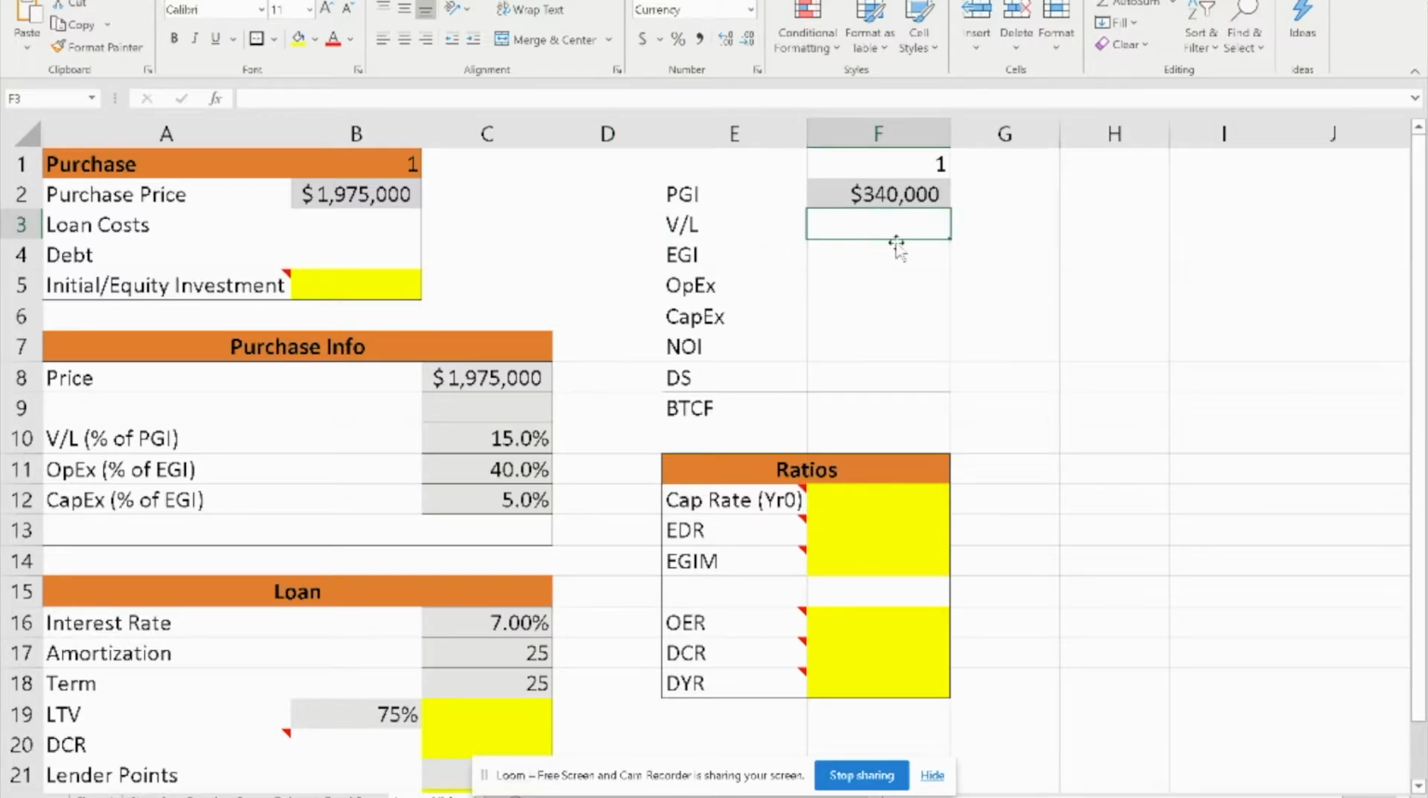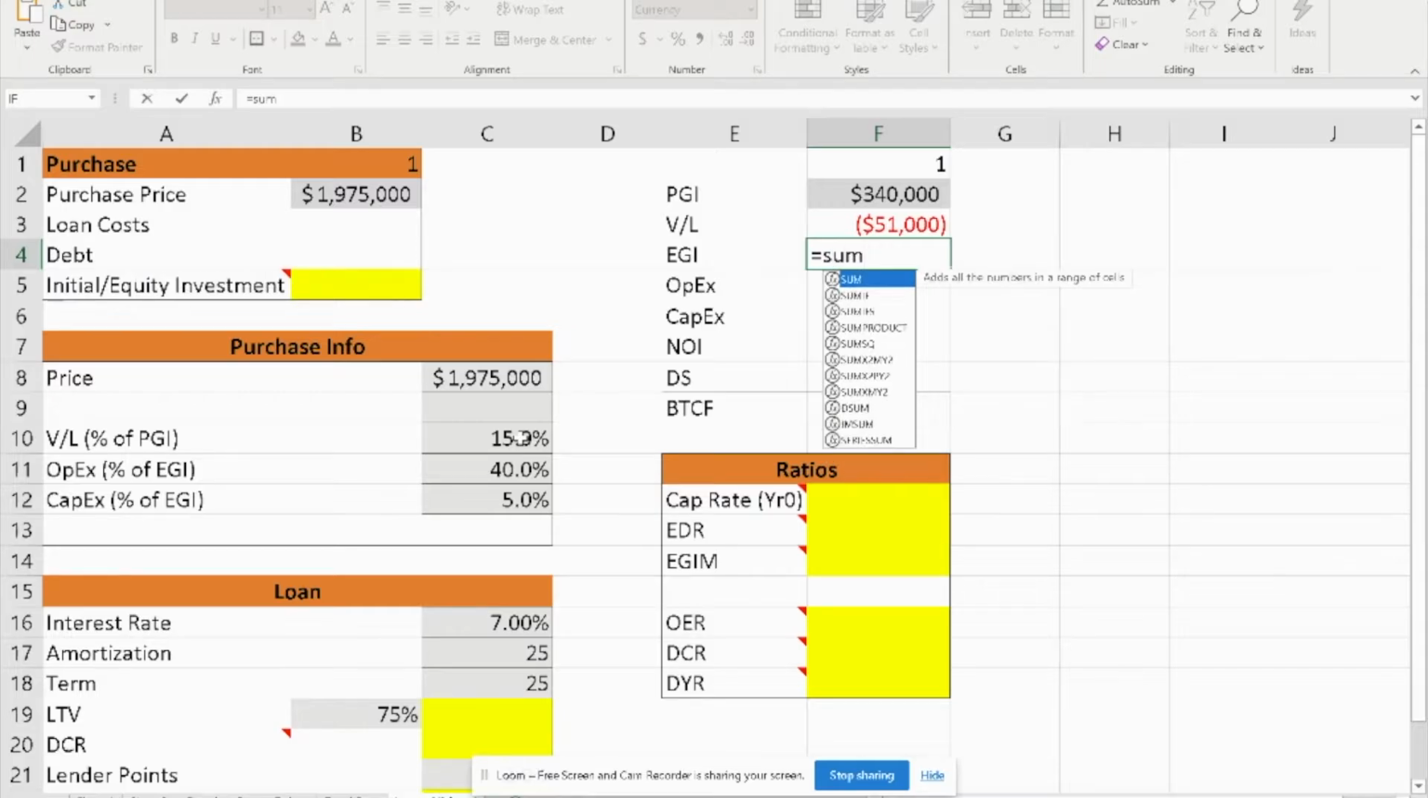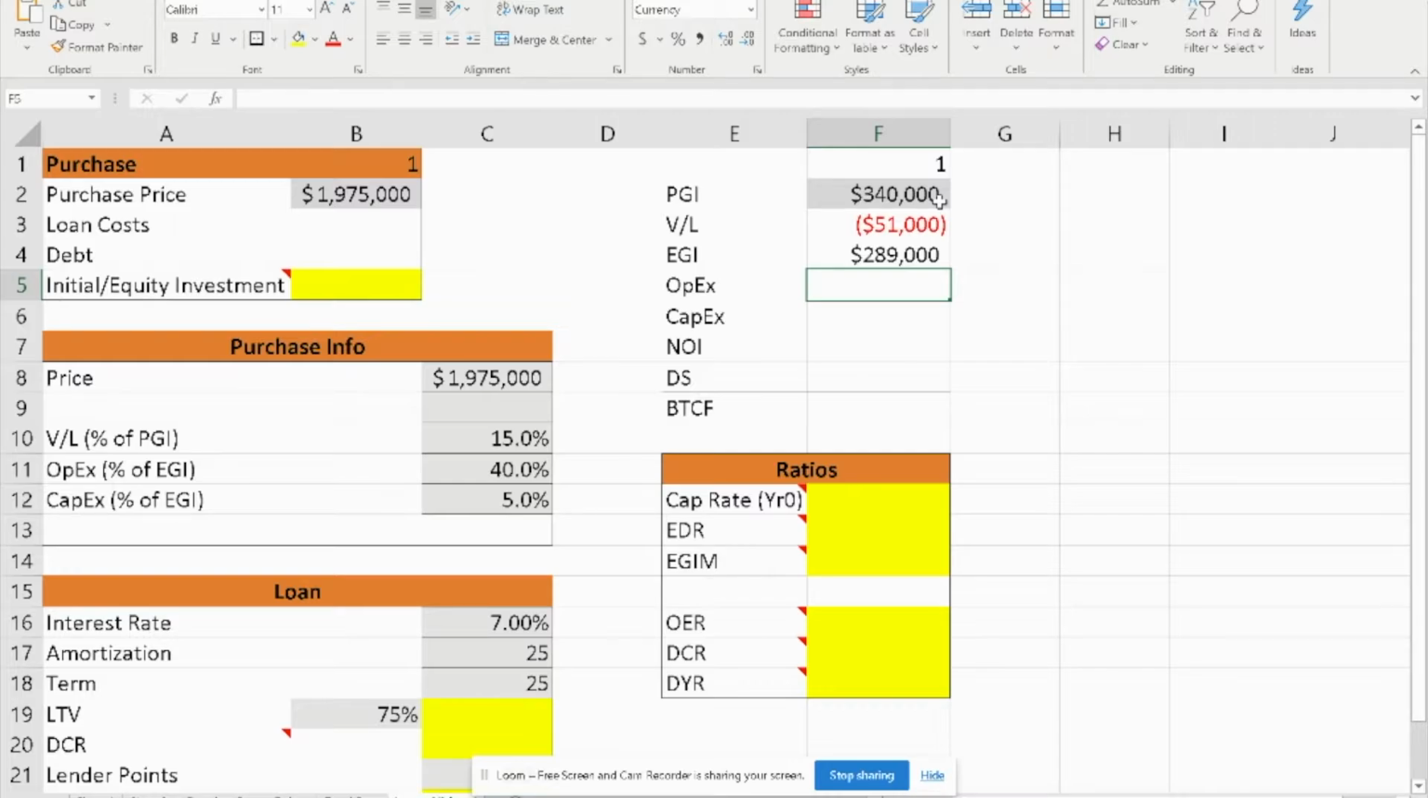We do know that vacancy and loss is a percentage of PGI. So we're going to say equal negative PGI times the vacancy and loss given to us at 15%. And EGI is simply the sum of PGI and vacancy and loss. And OPEX is the same thing. It's going to be the percentage of EGI though. It is 40% of EGI. And you should get this. And then CAPEX is a percentage of EGI, and it is 5% of EGI.